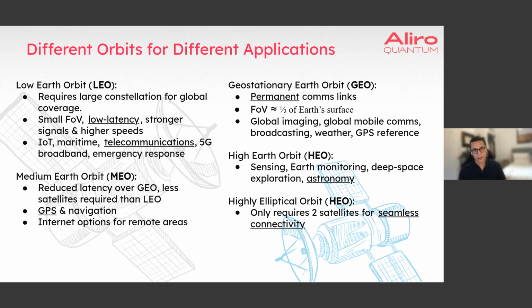And as we move further and further away into high Earth orbit and highly elliptical orbit, we get into more applications that involve a global view of Earth, right? So Earth monitoring, but also because it's further away, we have better vision into deep space. So there are sensing applications, deep space exploration, astronomy and science experiments, things like that. So the point is there are different orbits and different frequencies, each of which carry different properties and application traffic.